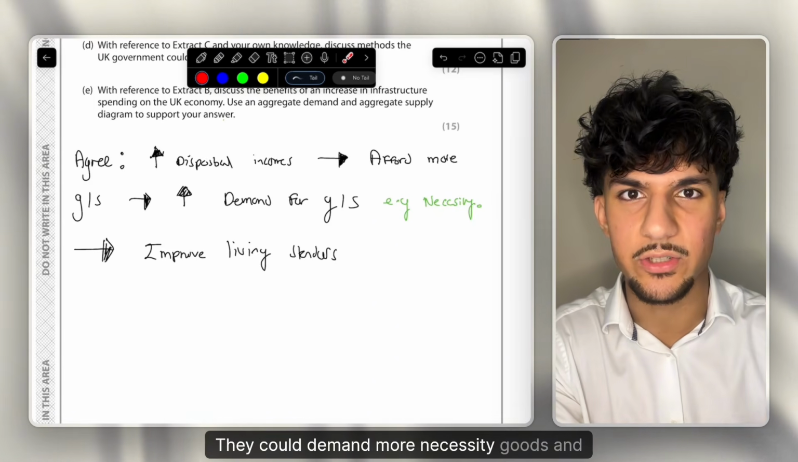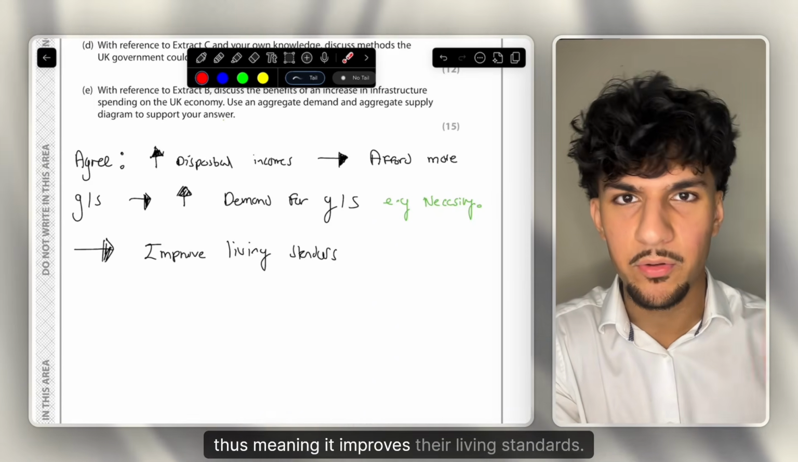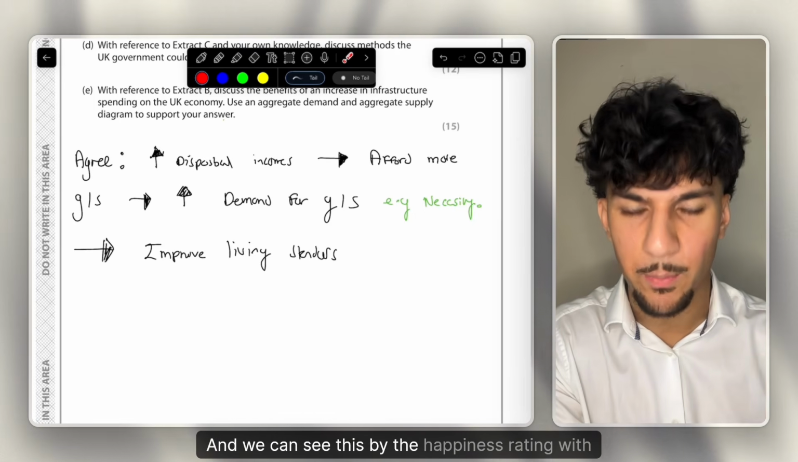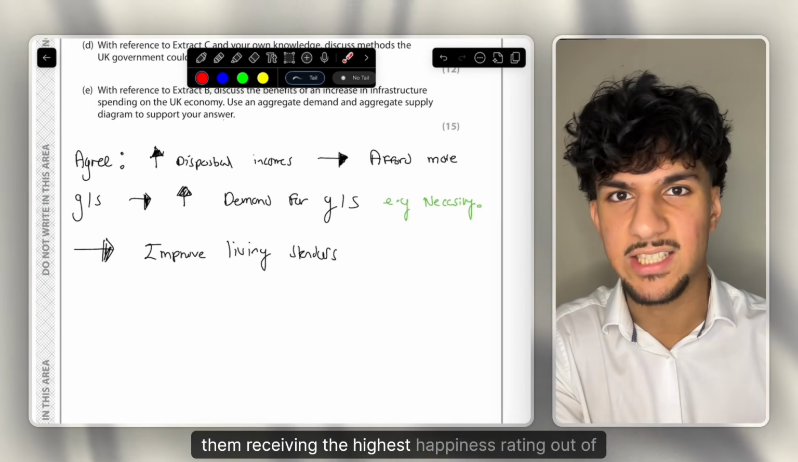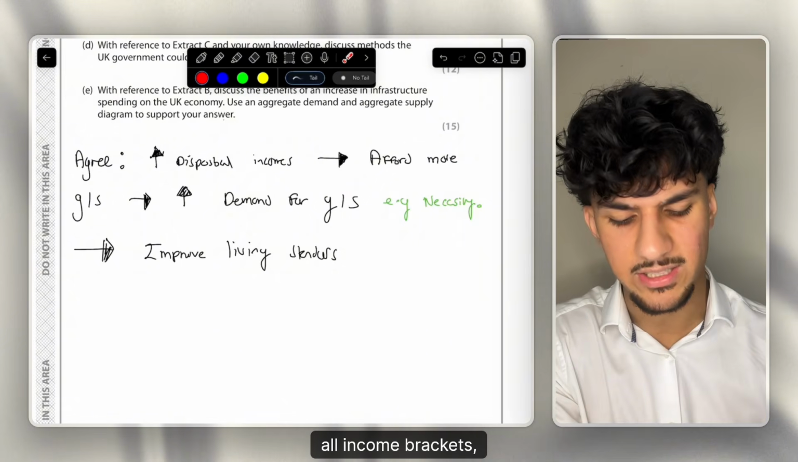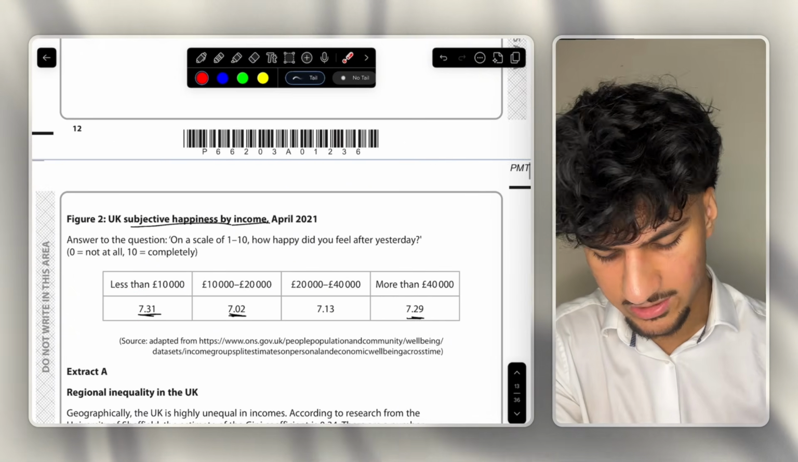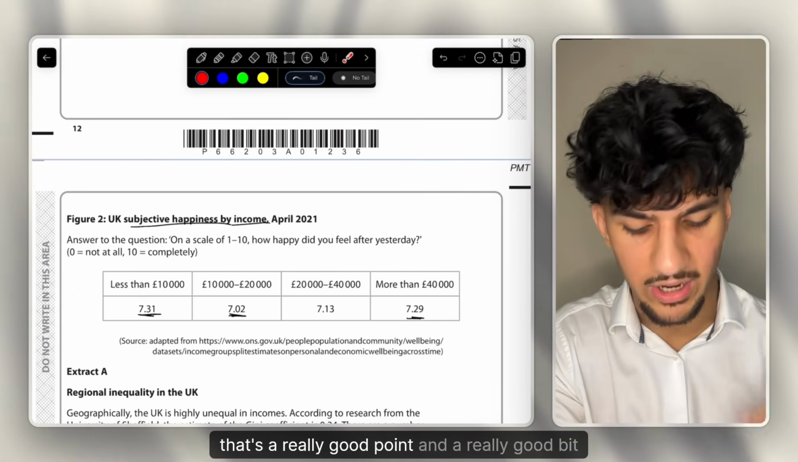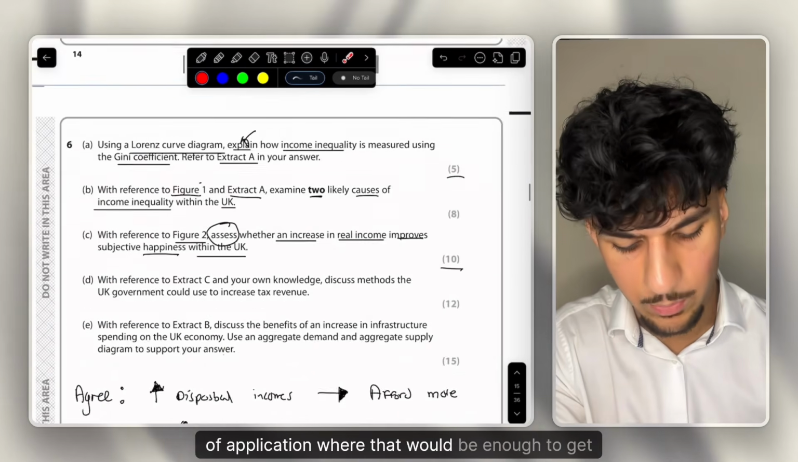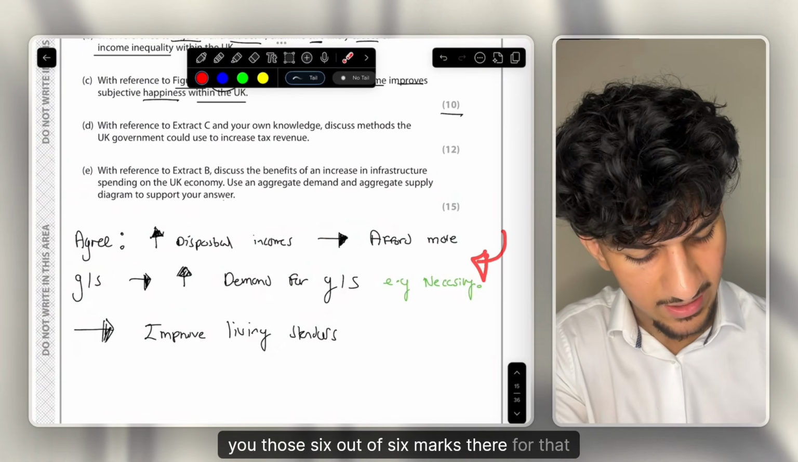They can demand more necessity goods and services, thus meaning it improves their living standards. And we can see this by the happiness rating, with them receiving the highest happiness rating out of all income brackets, which I believe was 7.31. Yeah, so 7.31. That's a really good point and a really good bit of application, where that would be enough to get you those 6 out of 6 marks there for that question.